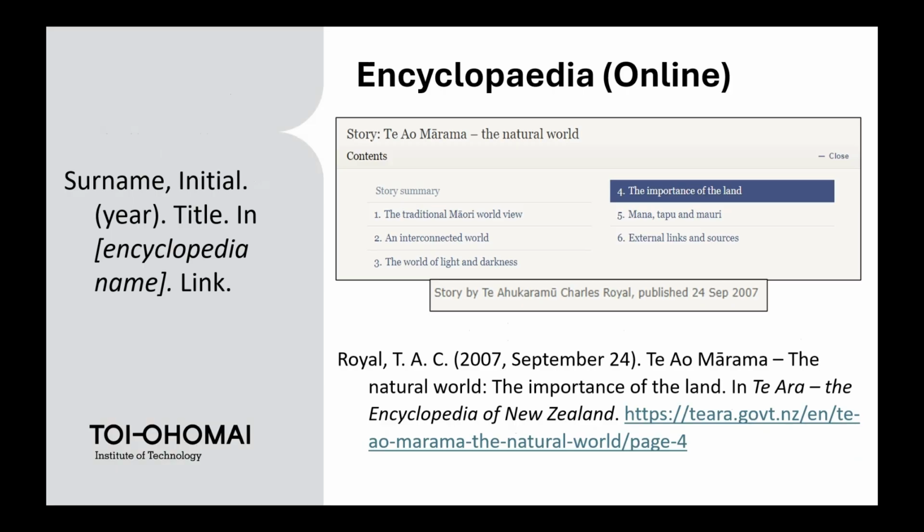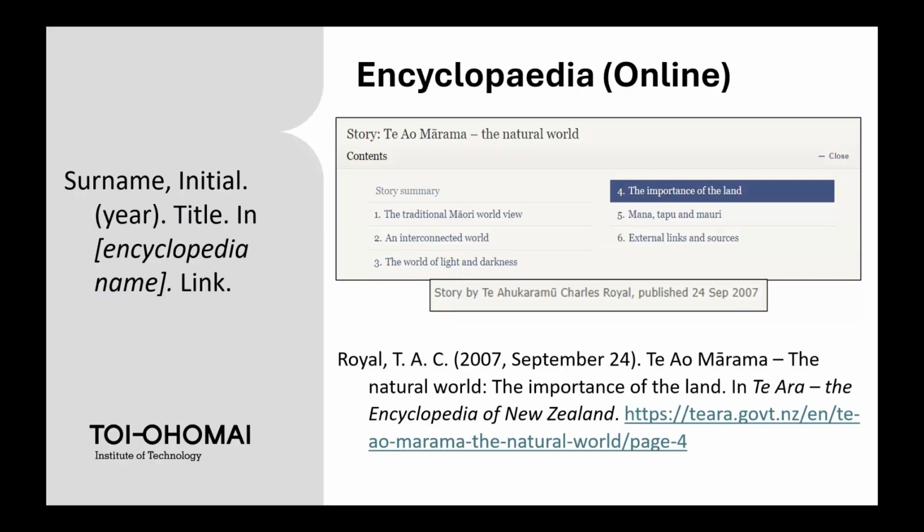In Encyclopaedia Online, the most common encyclopedia online we get in referencing is Te Ara, the Encyclopedia of New Zealand. On screen, you can see that we are looking at the story, Te Ao Marama and the Natural World, and we are on part 4 specifically, the importance of the land. Again, we're going to start with our author, Royal, T. A. C. We have a date on screen, published 24th of September 2007, so we are going to include 2007, September 24.